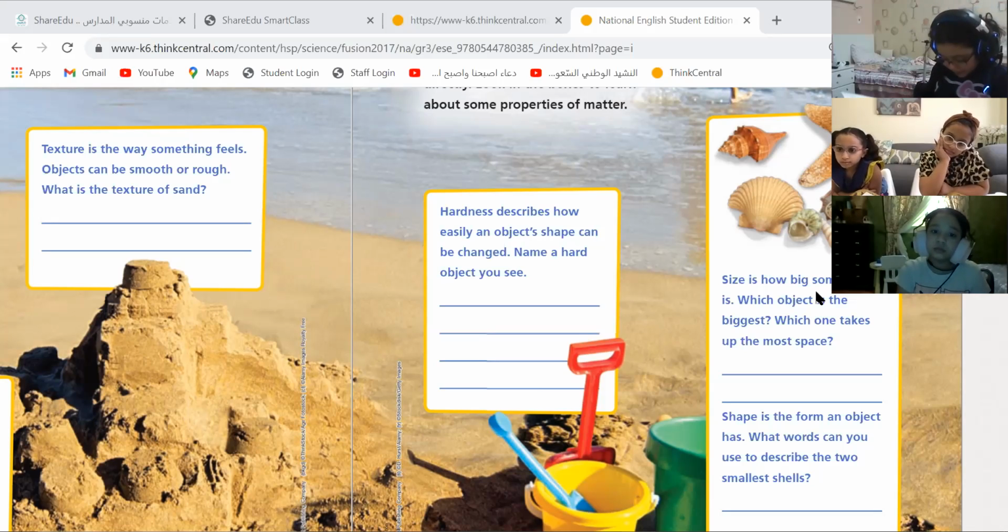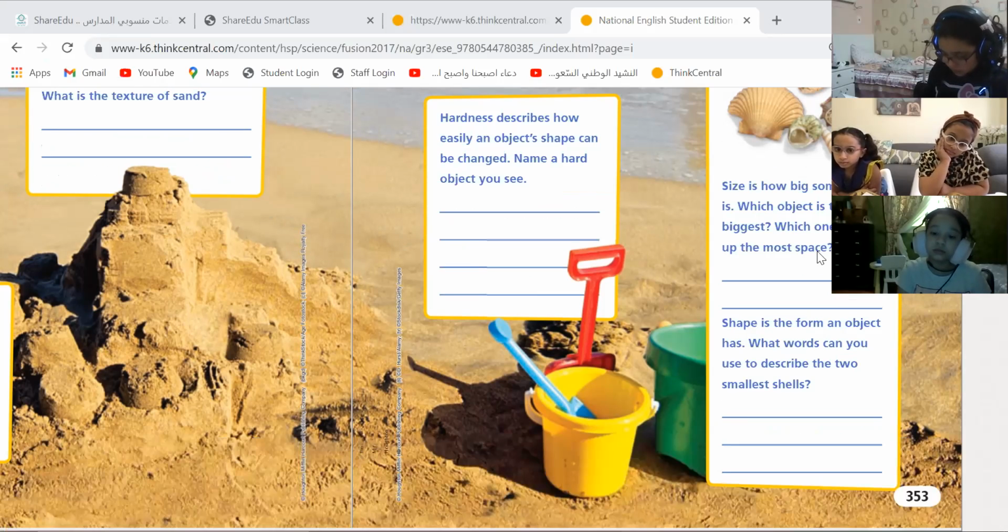Wait, we did not write, ya Fatima. We are not going to write. It's page 353. I'm going to send you the answer key. You are not going to write in the class with me because we don't have enough time. You have to answer now and you will write later.